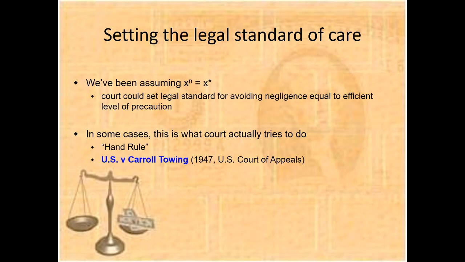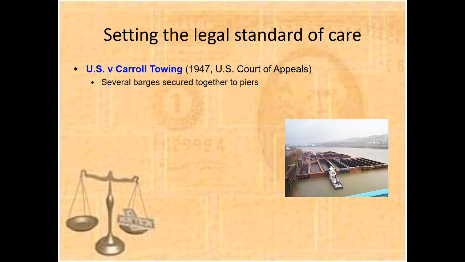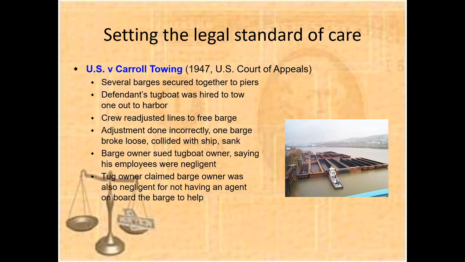United States versus Carroll Towing Company, 1947. The US Court of Appeals had a case which was dealt with by Judge Learned Hand. The case is the following. Carroll Towing Company is a towing company of boats in the docks. Several barges were moored together to piers. The defendant's tugboat was hired to tow one out to the harbor. The crew readjusted lines to free the barge. The adjustment was done incorrectly, and one barge broke loose. It collided with a ship and the ship sank. So this is the situation.